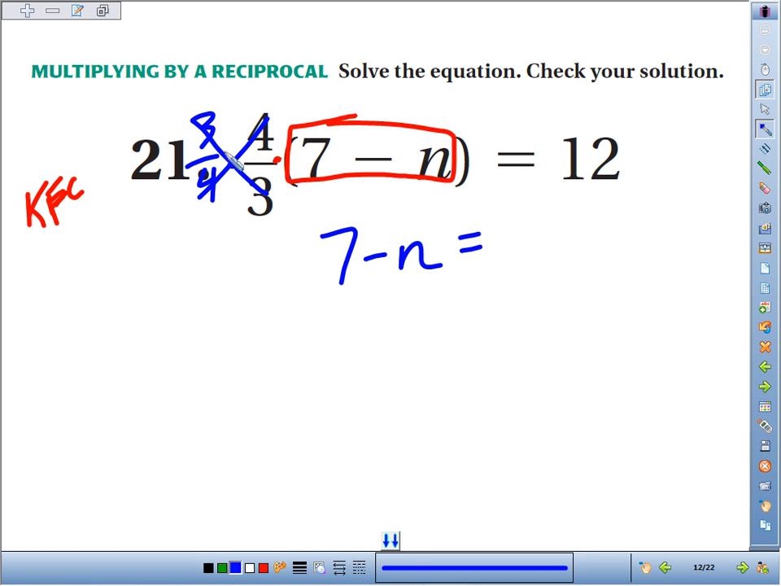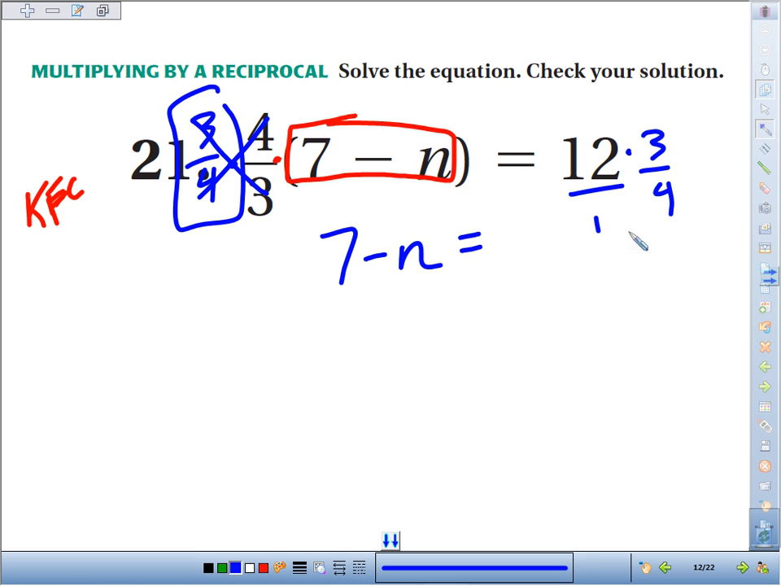But we have to remember, if we multiply the left side by 3/4, we also have to do it to the right side. 12 as a fraction is like 12 over 1. We could say that 12 and 4 reduces to 3 and 1. So what do we have? 3 times 3 over 1 times 1. 3 times 3 is 9.